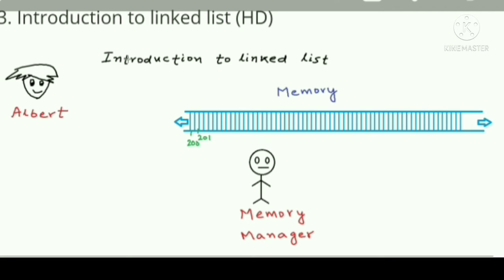Albert is our programmer and he is building an application. He needs to store some data in the memory, so he needs to talk to the memory manager. He can talk to the memory manager in a high level language like C. Let us say that he is using C to talk to the memory manager. First he wants to store an integer in the memory. So he communicates this to memory manager by declaring an integer variable, something like this.